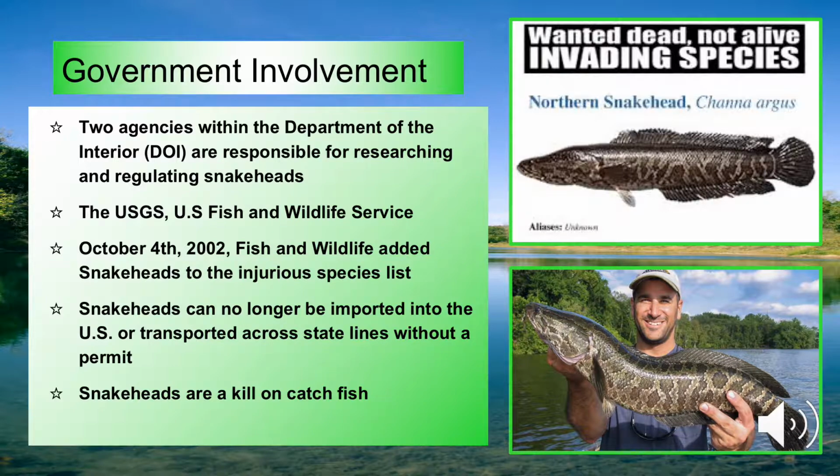On October 4th, 2002, Fish and Wildlife added snakeheads to the Injurious Species List. Snakeheads can no longer be imported into the United States or transported across state lines without a permit. Snakeheads are a kill-on-catch fish, and if you look to your top right, there's a wanted poster for a northern snakehead. This is to let fishermen know that if they catch this fish, it is to be killed on site so that it cannot be released back into the environment and cause harm. And if you look to the bottom right, there is a picture of a man holding an adult snakehead.